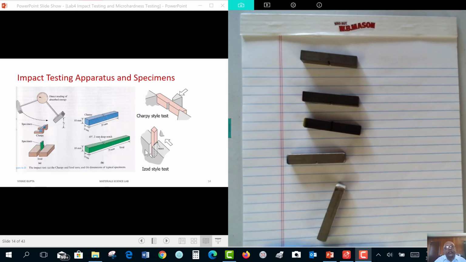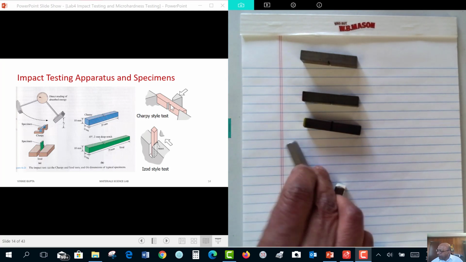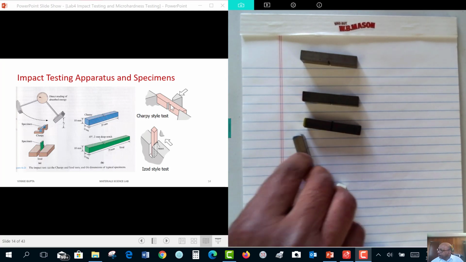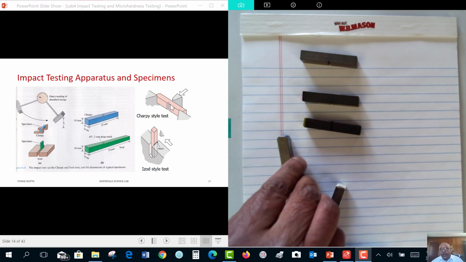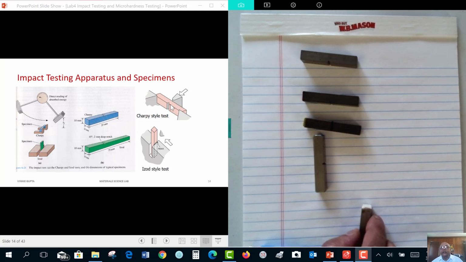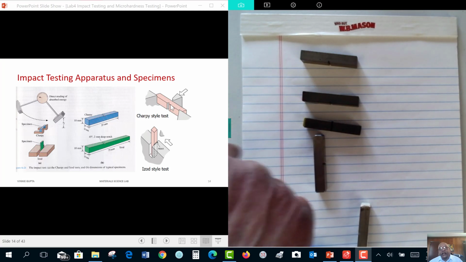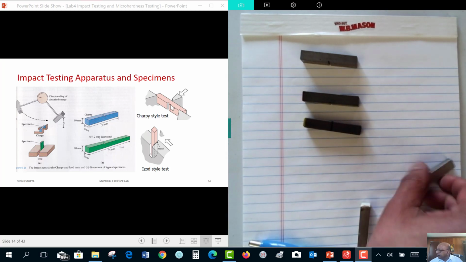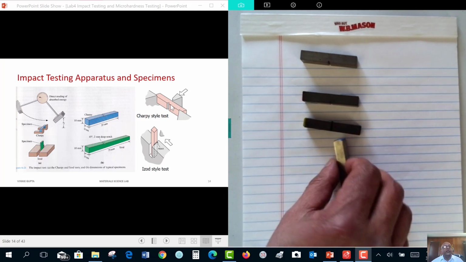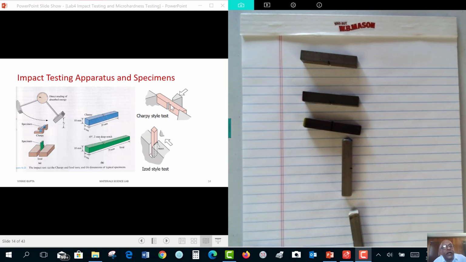So this is what the geometry shows. Now in Charpy, what we do is we have the notch facing away from the striker, and it is just held in place, and the striker then comes, hits it right in the center, as you will see in the video a little later on.